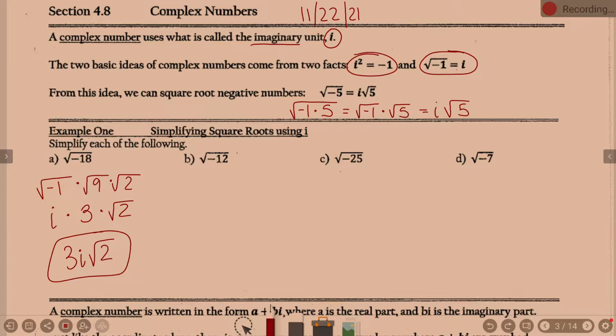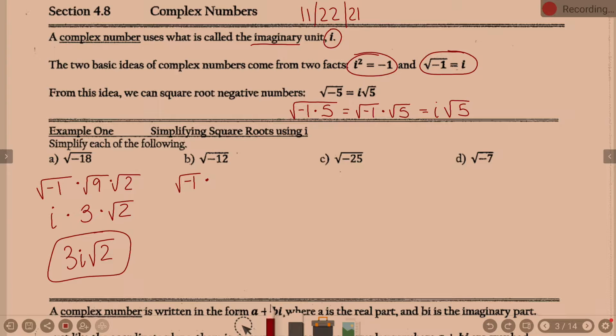Okay, let's try B. What's the first thing you have to notice on B? There is a negative. So as I separate this into pieces, one of my pieces is square root of negative 1. Square root of 12. Can I take the square root of 12? I get a decimal if I do the square root of 12. Okay, next question. Do we get to leave it as 12? Or is there a perfect square within 12? What does 12 divide by that's important?